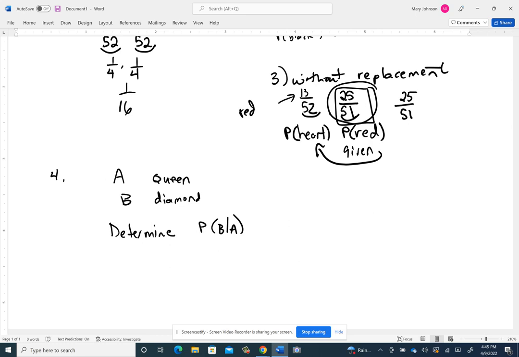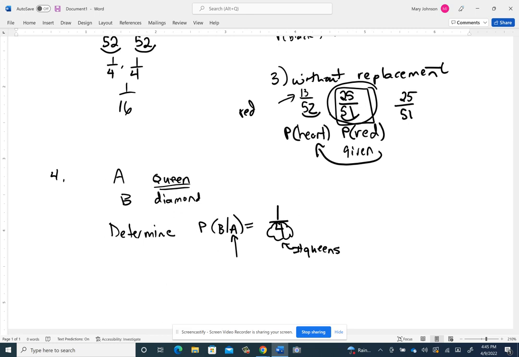So what I'd like you to think about here is not the complicated formula, but if you're given A, that means you're already down to having just queens at that point. So in 52 cards, there's only 4 queens. And then you want to know the probability of getting a diamond now that you've reduced your sample space to just the number of queens. This is just the number of queens in the deck. Well, there's going to be 1 queen of every suit, and you just want a diamond. There's only 1 diamond out of that, so that probability would be equal to 1/4.